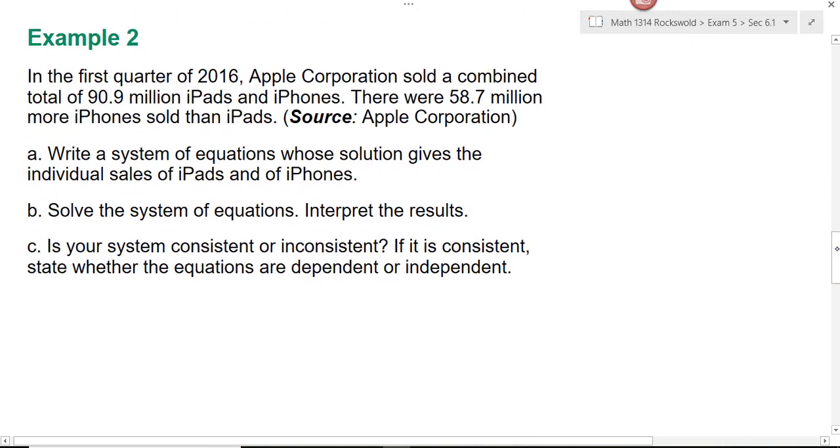In example 2, we're told in the first quarter of 2016, Apple Corporation sold a combined total of 90.9 million iPads and iPhones. There were 58.7 million more iPhones sold than iPads. Part A asks us to write a system of equations whose solution gives the individual sales of iPads and iPhones. Our first step is going to be identifying our variables. Let's let X be equal to the number of iPhones sold, and we'll let Y be equal to the number of iPads sold. In part A, we're told to write a system of equations whose solution will give us the individual sales of iPads and iPhones.